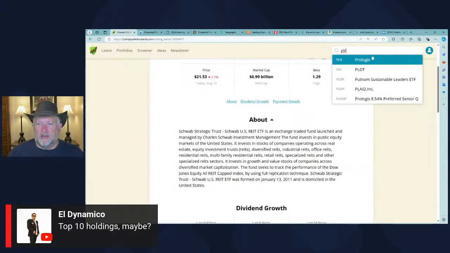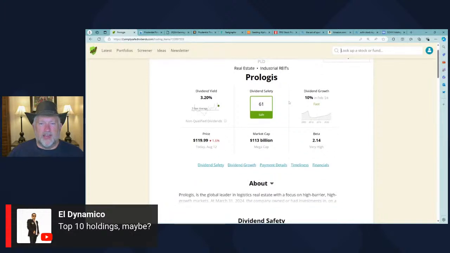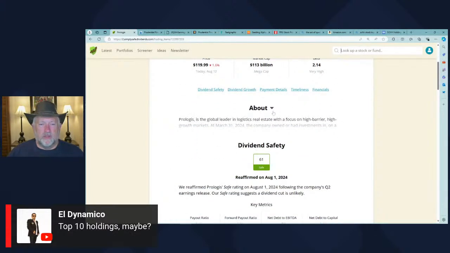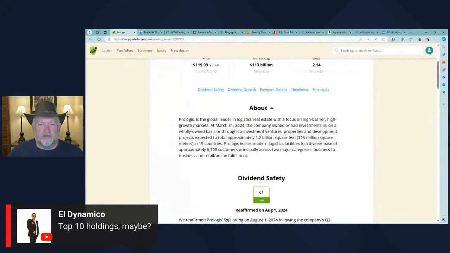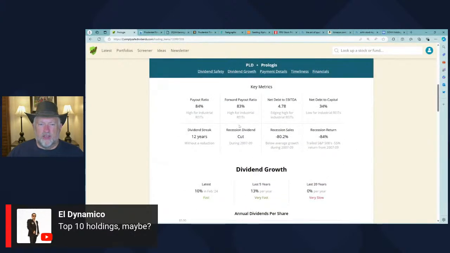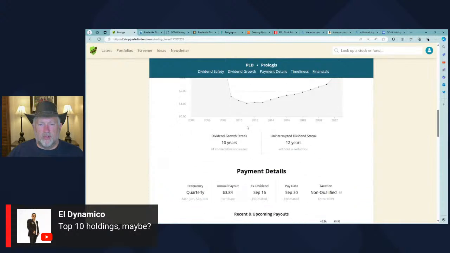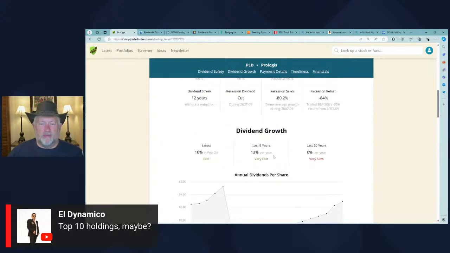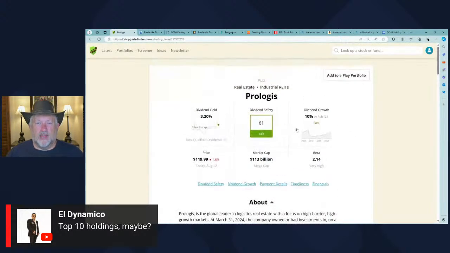Let me take a look at that real quick, because I just enjoy learning. It's an industrial REIT. Okay, gotcha. It's got a dividend safety rating of 61 and a payout ratio of 83. That's not terrible for a REIT. But they've struggled with their dividend. Oh, well, I guess that was in the great financial crisis. Who can blame them for that? But anyway, so there you go, my friend.